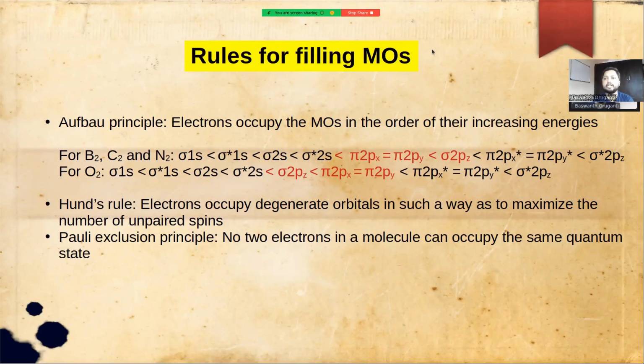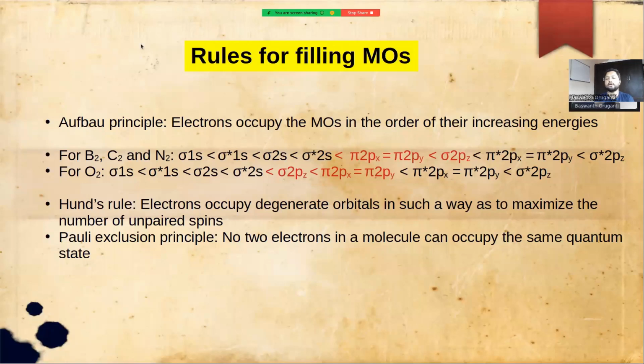So electrons are filled in molecular orbitals following certain rules. These are the Aufbau principle, Hund's rule, and Pauli's exclusion principle, which are the rules that we usually apply when we fill atomic orbitals. The same rules also apply for filling electrons in molecular orbitals. So what is the Aufbau principle? When electrons occupy molecular orbitals, they occupy them in the order of their increasing energies. That is, the lowest energy orbital is occupied first, and then the higher energy orbitals will be occupied.